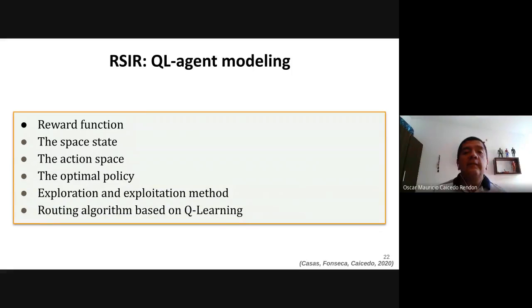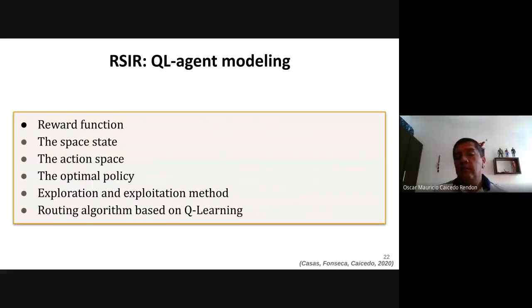From my experience, you need to define these 6 steps. First, you need to define the reward function. You need to define the state space, the action space, the optimal policy, the exploration and exploitation method, and finally, you need to build the routing algorithm based on, for instance, Q-learning, but you can use SARSA, or you can use another reinforcement learning method, or another deep reinforcement learning method. Okay, because these steps also operate for deep reinforcement learning.